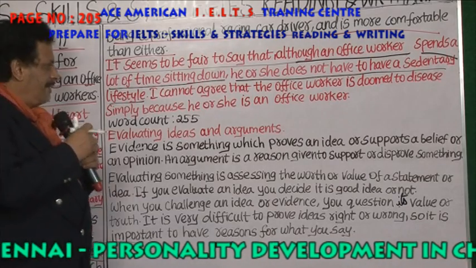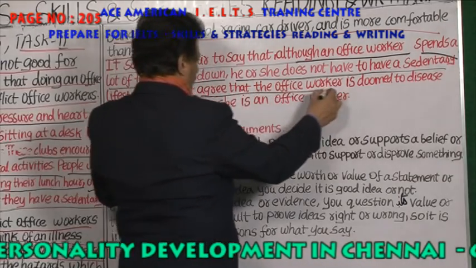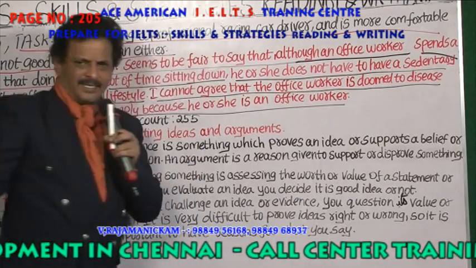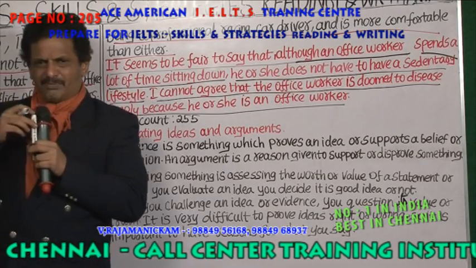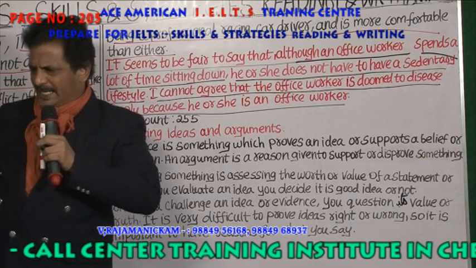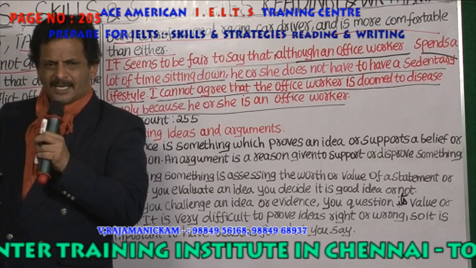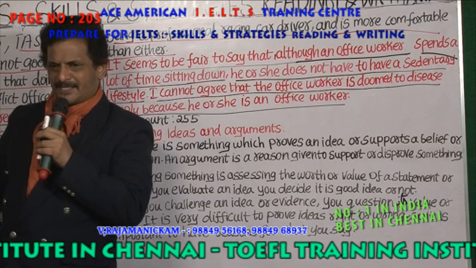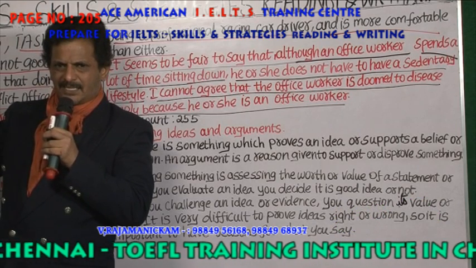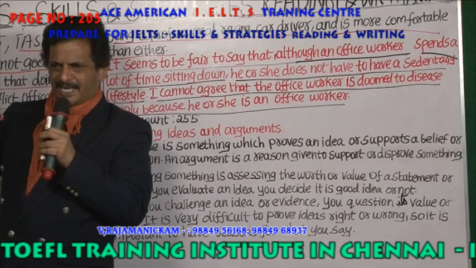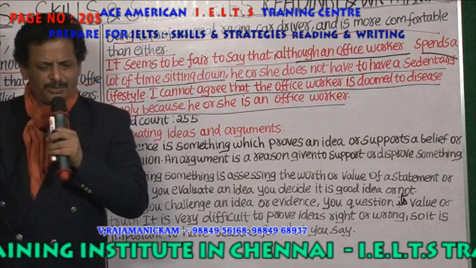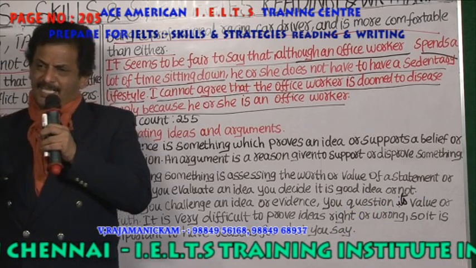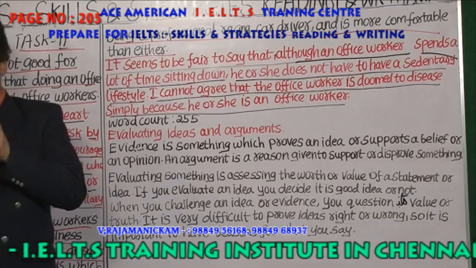do the same thing. I can't agree that the office worker is doomed to disease simply because he or she is an office worker. It doesn't mean that, since he is an office worker, she is cursed to get BP and sugar and every type of disease, low pressure, high pressure, whatever it is. It doesn't mean that, since he or she works in the office, she is prone or vulnerable to that particular disease. She can change, or he can change, whenever he has free time.